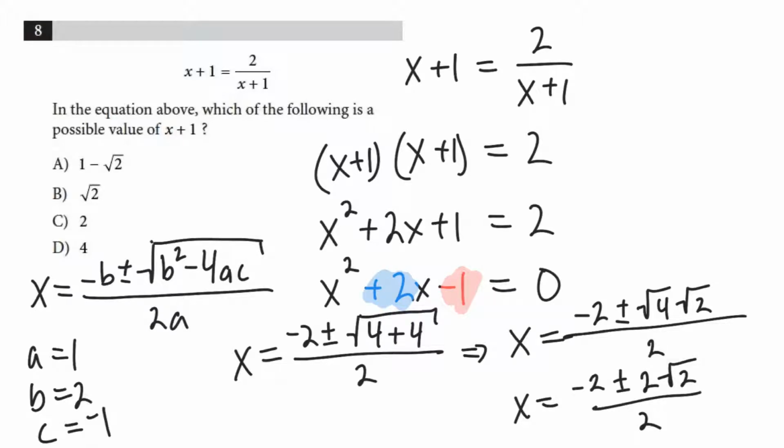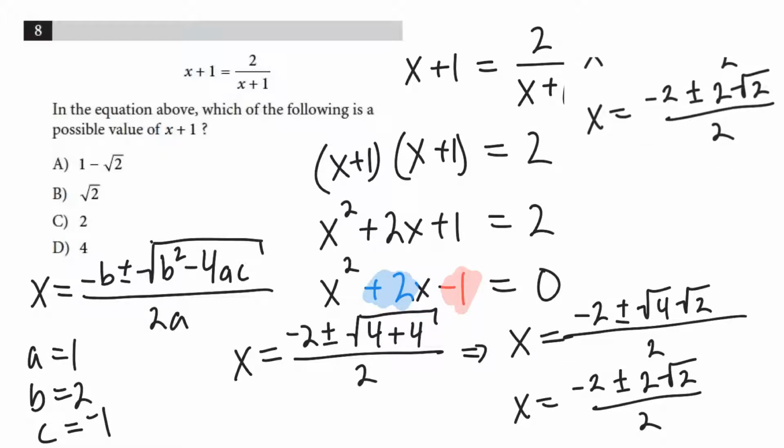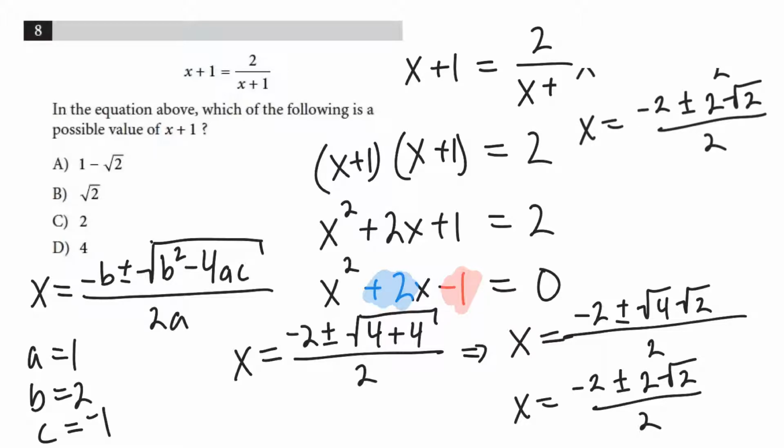Okay, so I'm going to copy that, see if we can bring it up here, and cordon this off a little bit. Alright, so I can divide each term in the numerator by 2 and the denominator by 2. So I'm going to get x equals negative 1 plus minus the square root of 2.